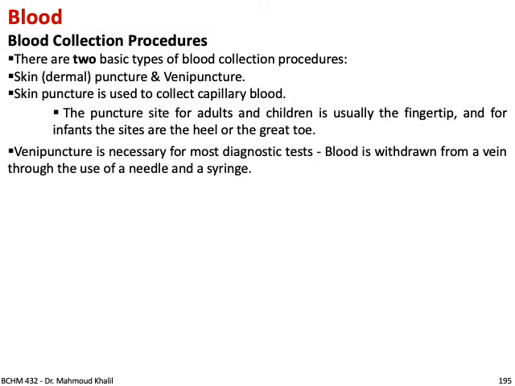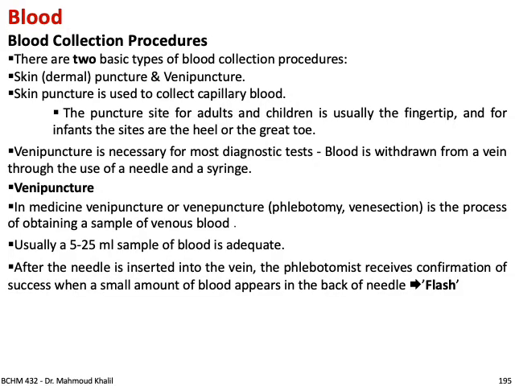Blood is drawn from a vein through the use of a needle and a syringe. In medicine, venipuncture, phlebotomy, or venesection is the process of obtaining a sample of venous blood. Usually a 5 to 25 ml sample of blood is more than enough.